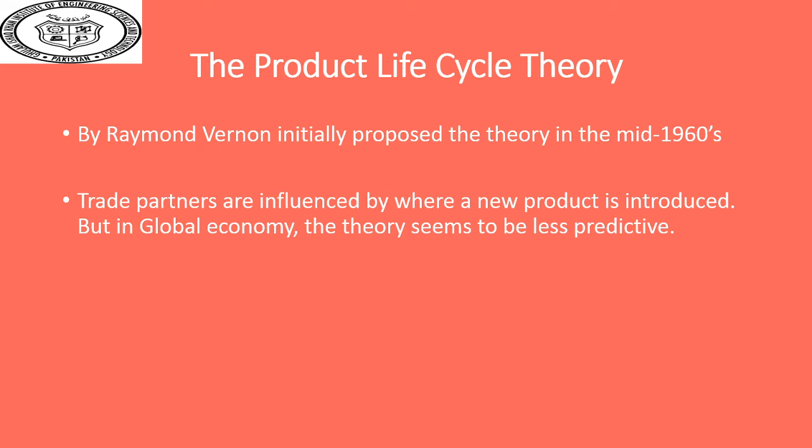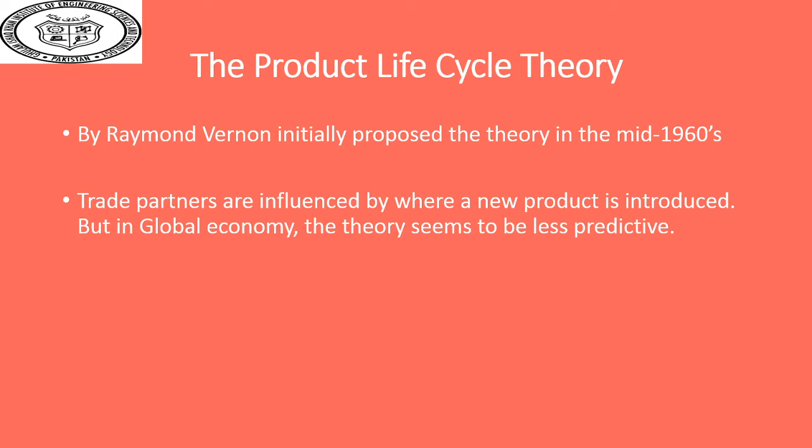But in the global economy these days, the theory seems to be less predictive. The product life cycle is like this: initially textiles started in the UK, and then that shifted to the US and also Japan. Then the US was exporting textiles to the UK, and Japan was exporting textiles to the US. So initially certain products start in the US, UK or Germany, and then shift to other advanced countries, and the initial exporters become the importers of the same goods.